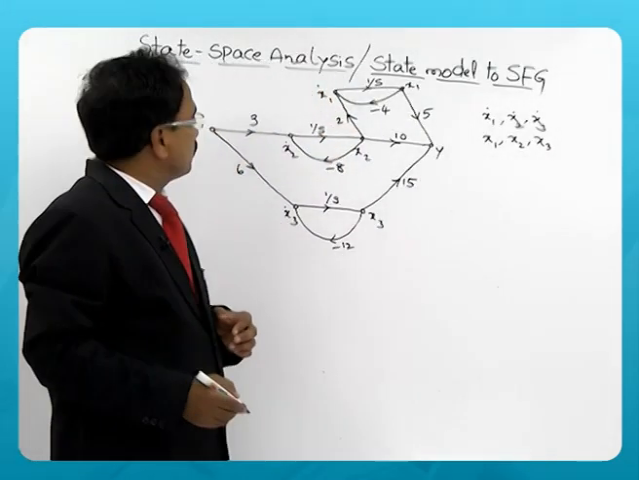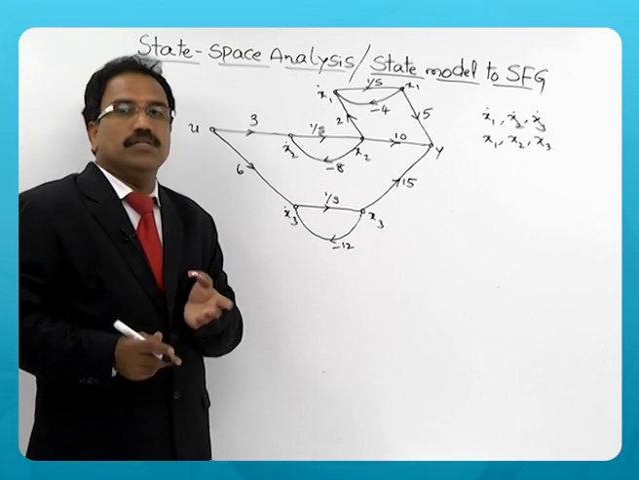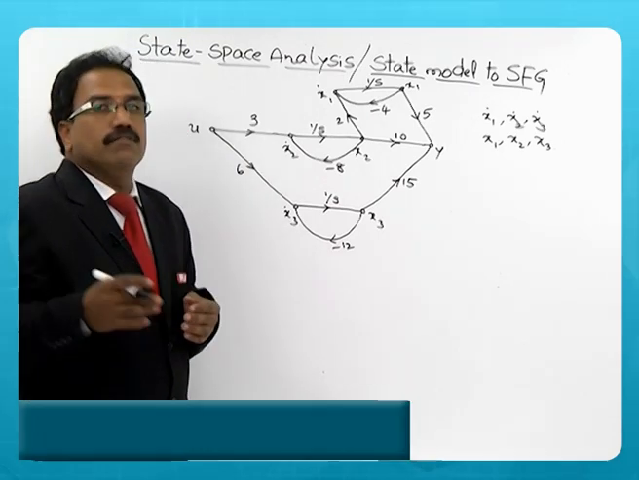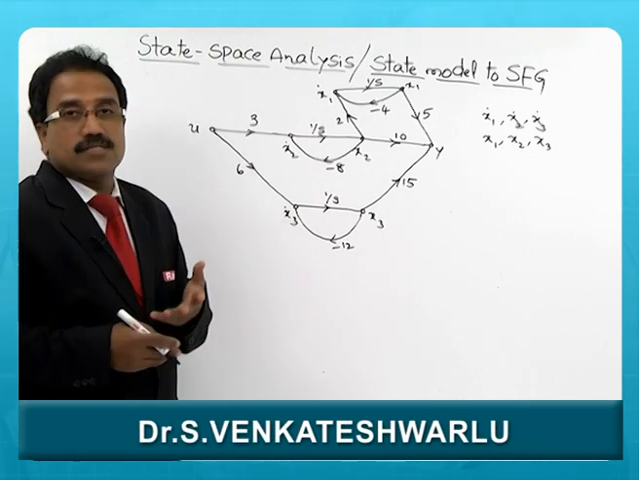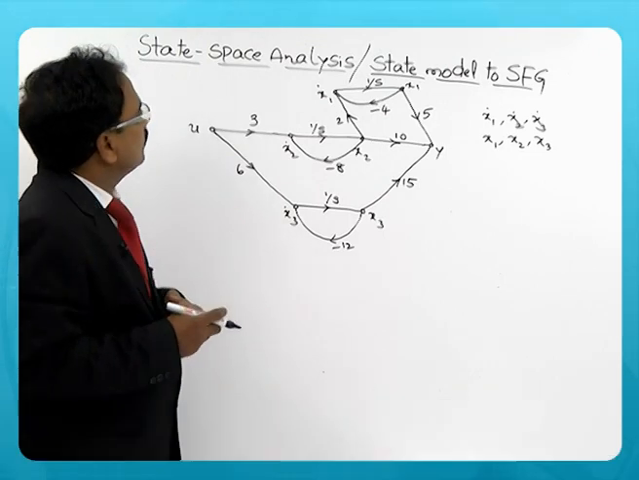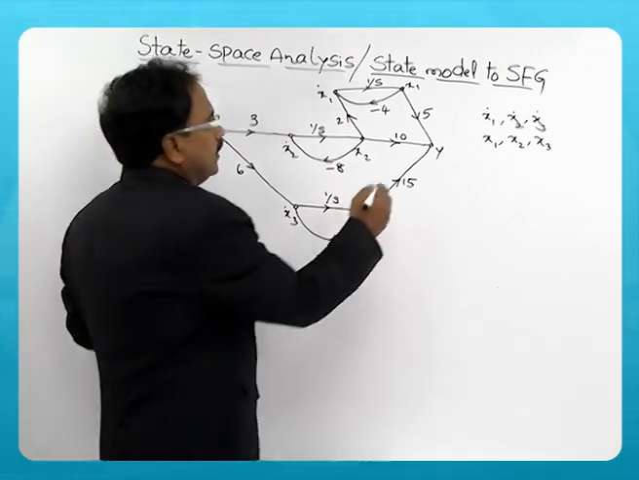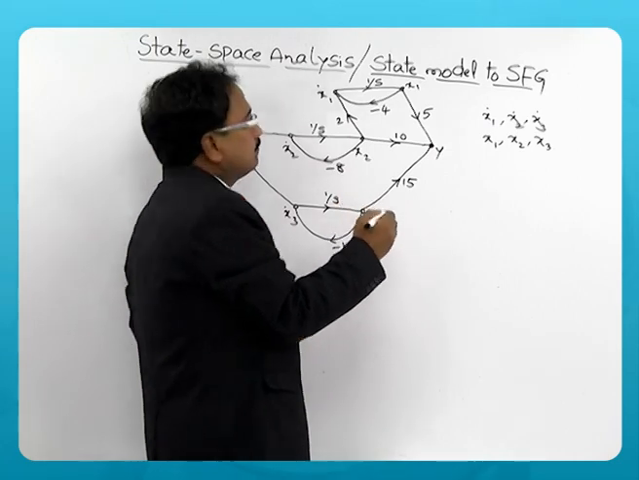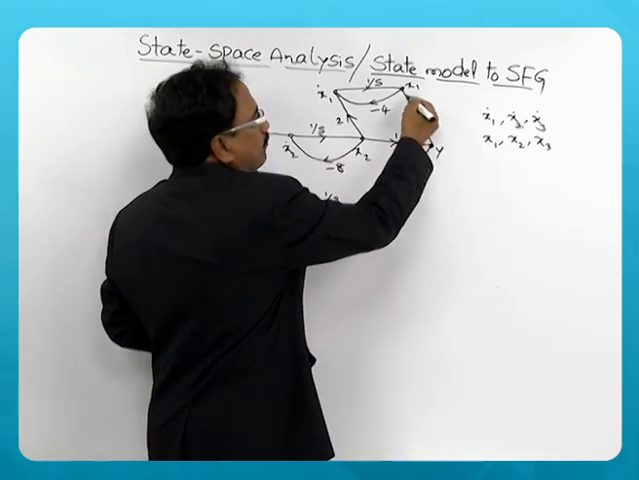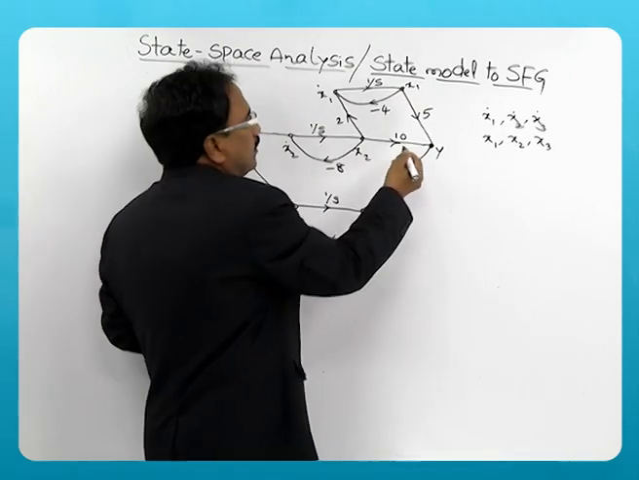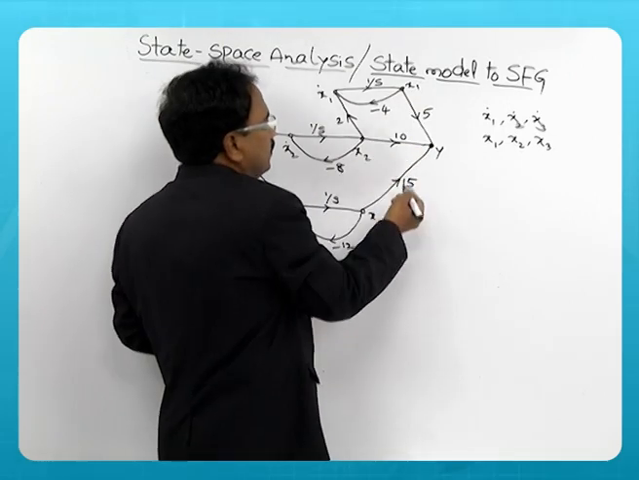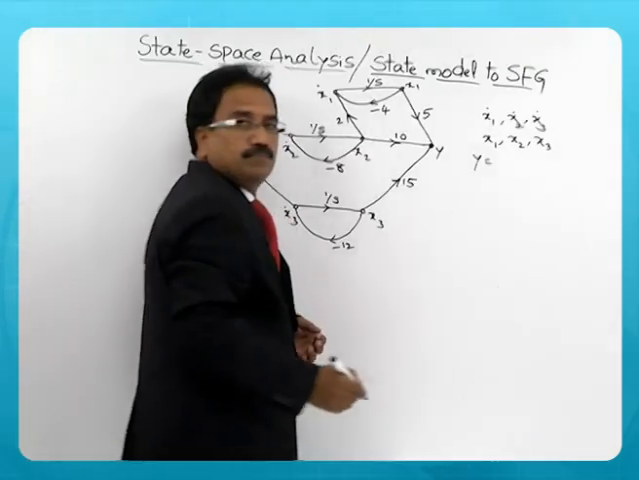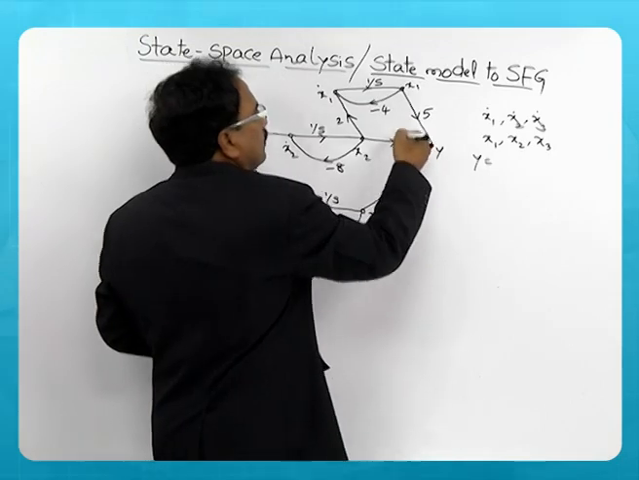Now our interest is to write the output equation in terms of variables and also the state equation matrices needs to be formed. So when you look at the output variable here, this is y, and you can see there are 3 branches connected here, 5 from x1 node, 10 from x2 and 15 from x3. So I can write this equation. So all are approaching y.